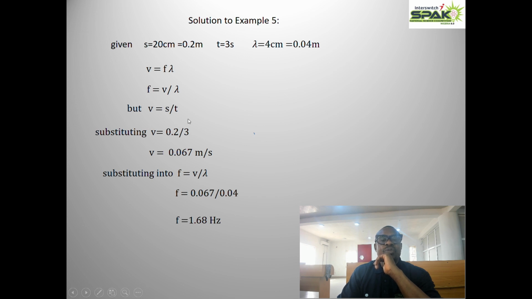Okay. So meanwhile, have it in mind I was looking for what? Frequency. So if this is my velocity, my wavelength is 0.04. When I substitute, I get what? The answer f equals 1.68 hertz.